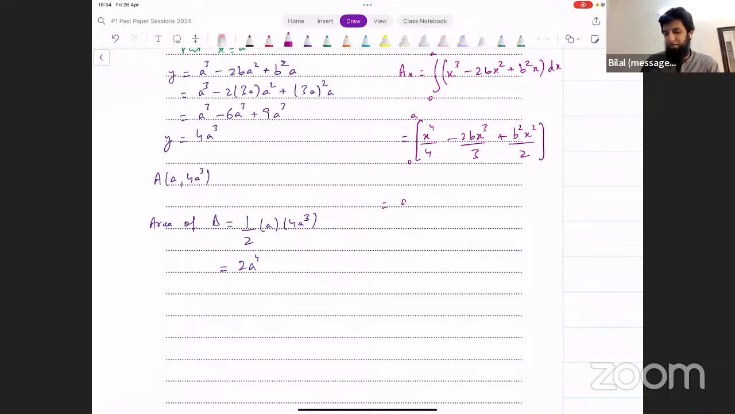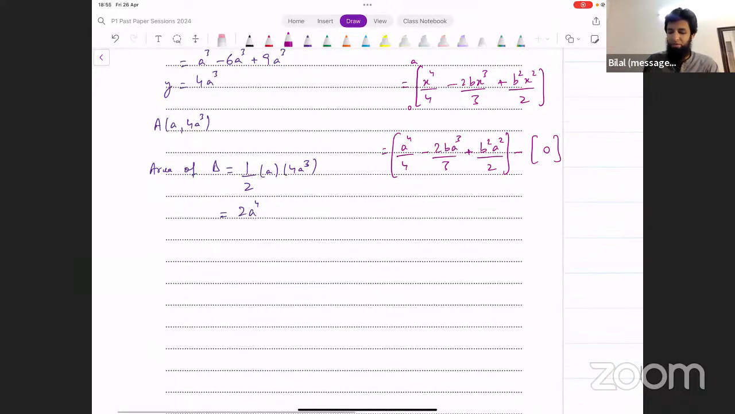When we input x equals a, that gives us a raised to power 4 divided by 4 minus 2b a³ divided by 3 plus b²a² divided by 2. Subtract from this the case when you input 0. When you input 0, since all terms contain x, all of those are going to become 0. So we just subtract 0 from this, or you can just ignore that as well. And now you simplify this a bit.